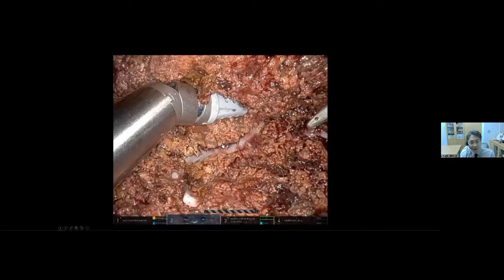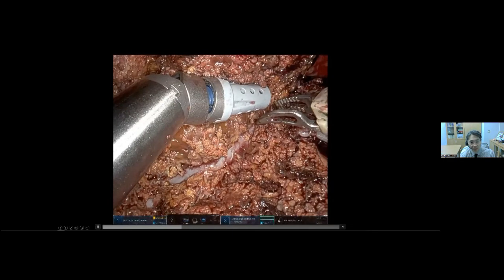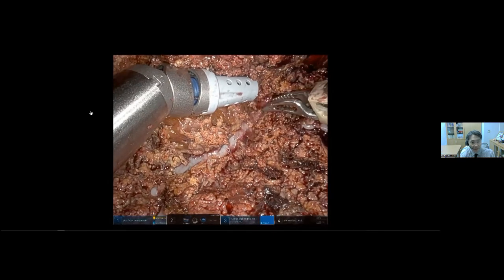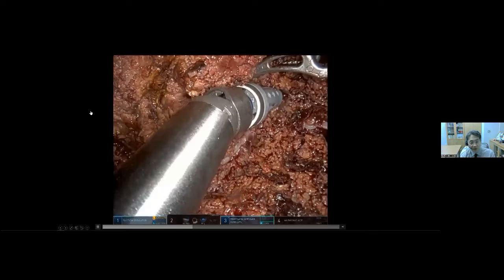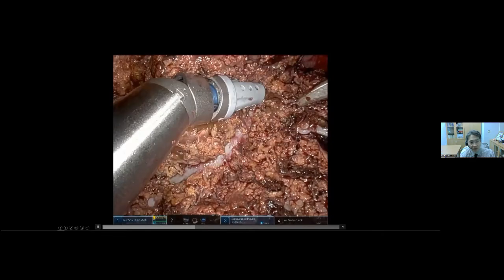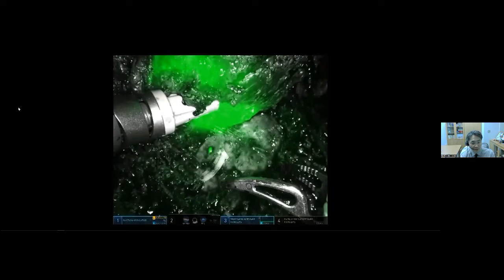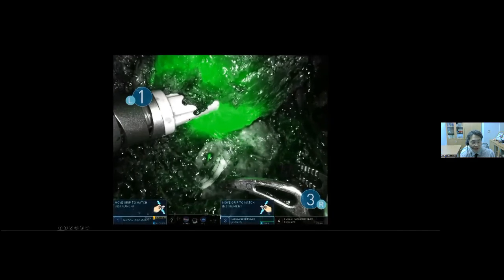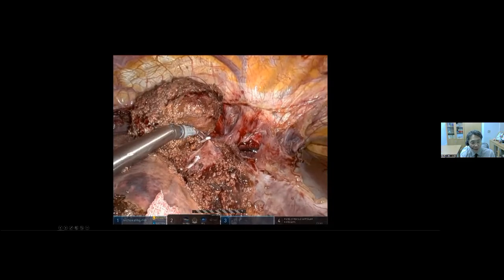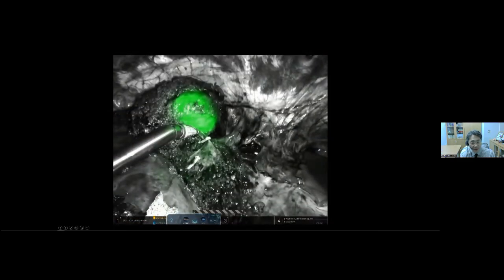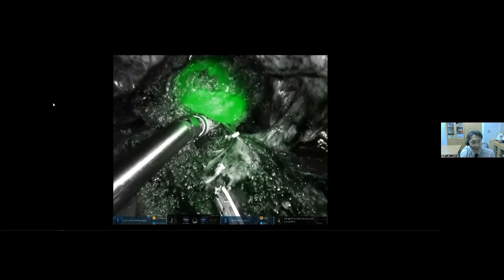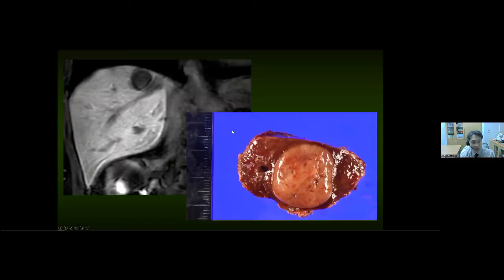Then the hepatic parenchyma is transected, exposing the right hepatic vein like this. And this is the wide surface of the right hepatic vein, and the tumor is visualized on the fluorescence images. Finally, this is the last venous branch draining the tumor into the right hepatic vein, and this branch is divided, assuring the surgical margin. And finally, the tumor is removed. The surgical margin was negative for cancer in this case.